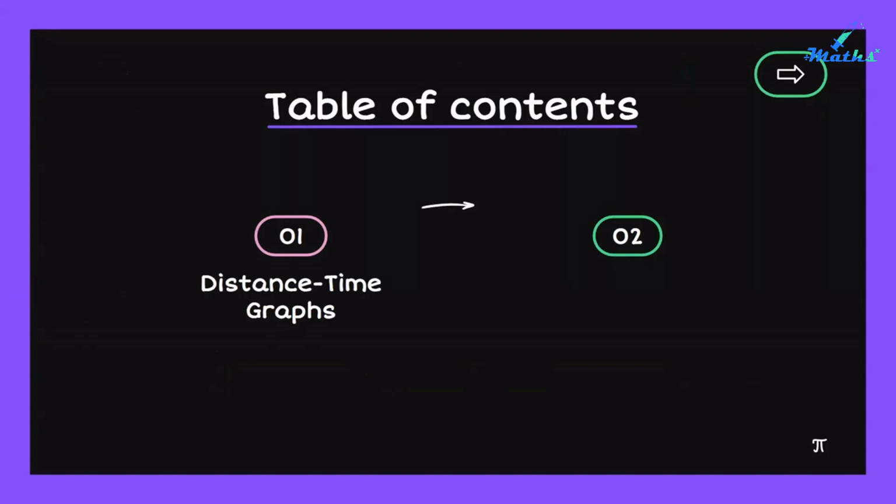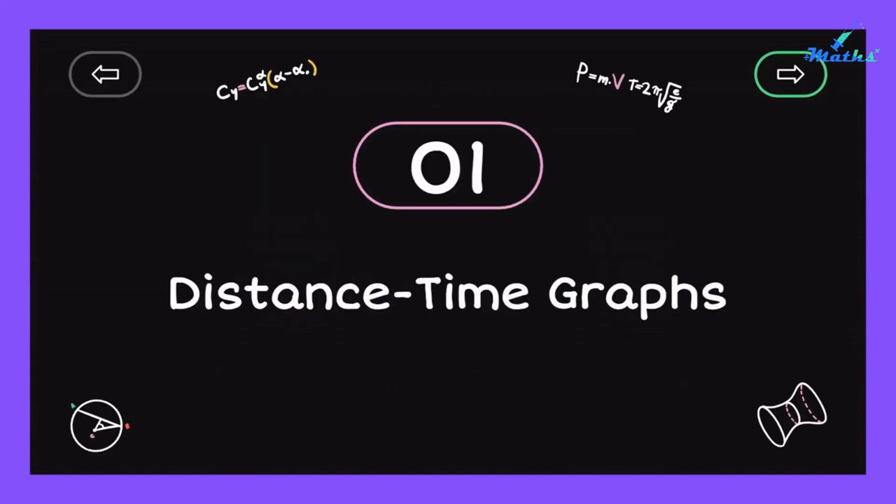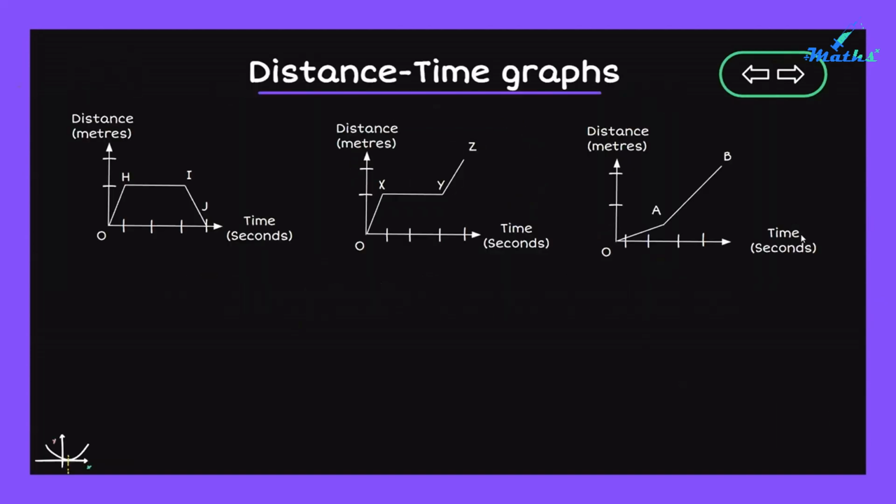So let me introduce you. There are two types of graphs. The first one is the distance-time graph, and the second one is the speed-time graph. Let's get through the distance-time graph first, and then later the speed-time graph. So there are examples of distance-time graphs here. There are three.